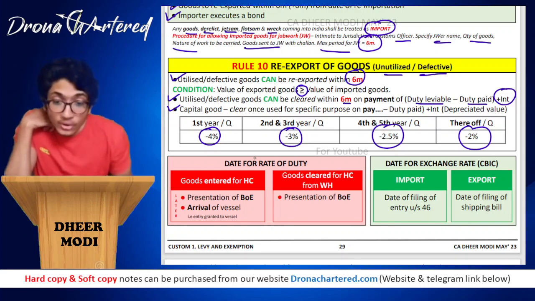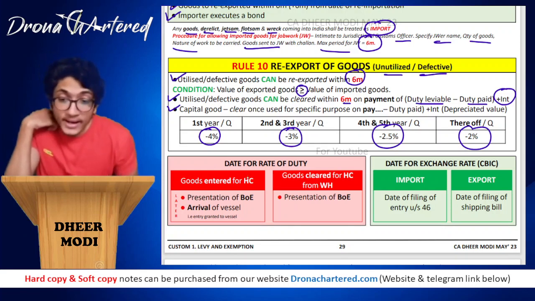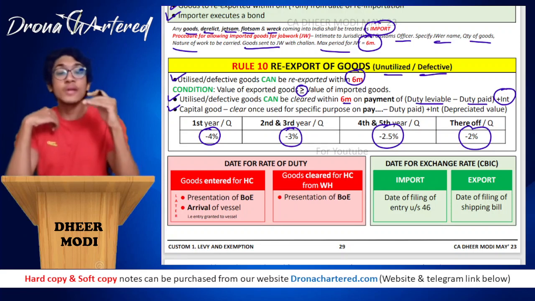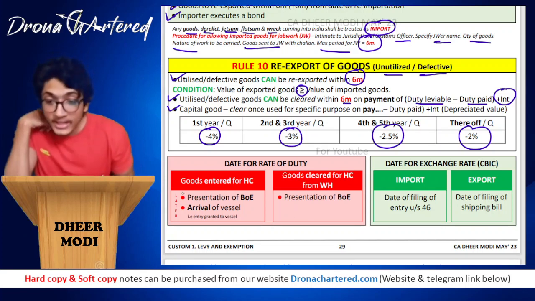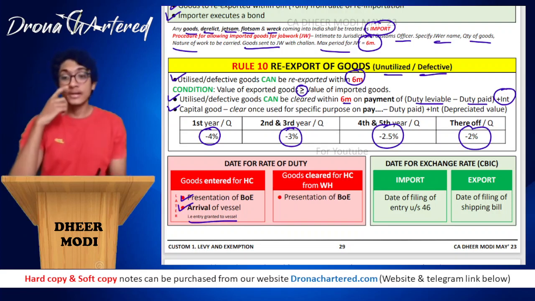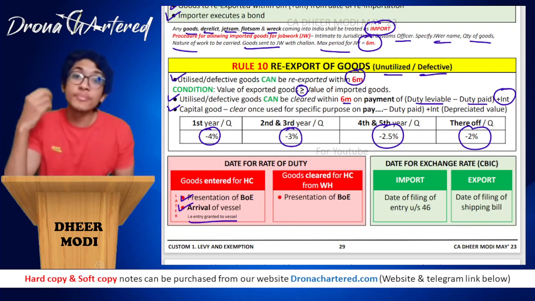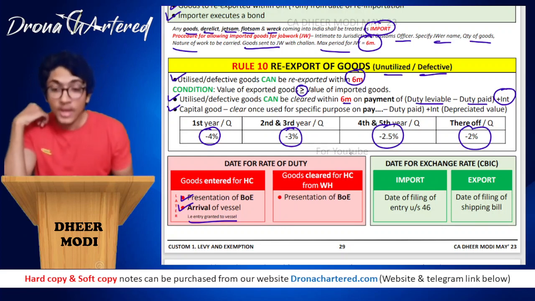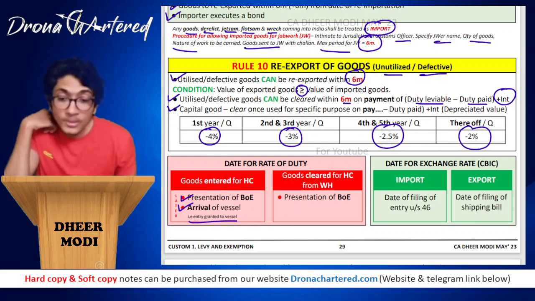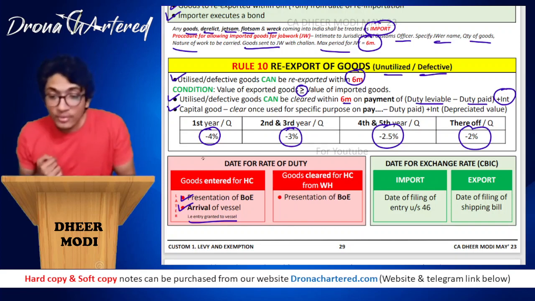So for the purpose of rate of duty, when goods have entered for home consumption, it will be the later of presentation of bill of entry or arrival of vessel. So arrival of vessel, that is when entry has been granted to the vessel. It will be the later of presentation of bill of entry or arrival of vessel. And if goods are cleared for home consumption from warehouse, you have to follow this one.